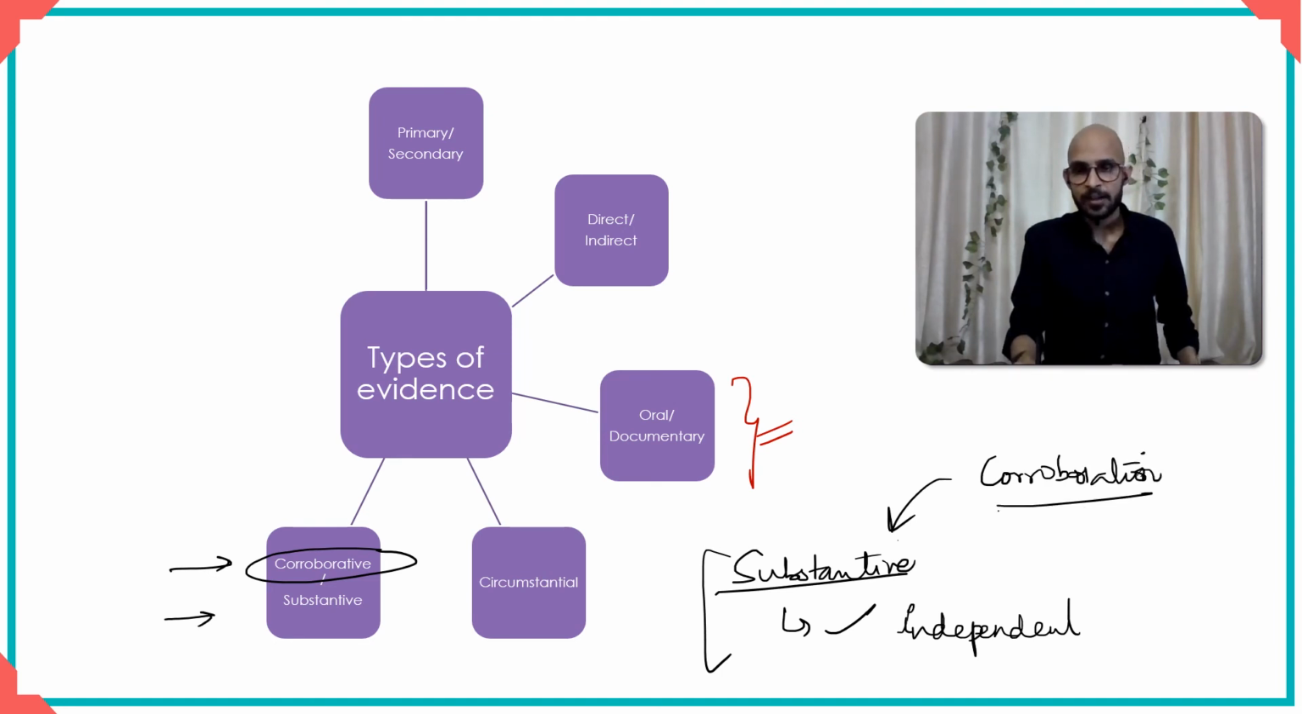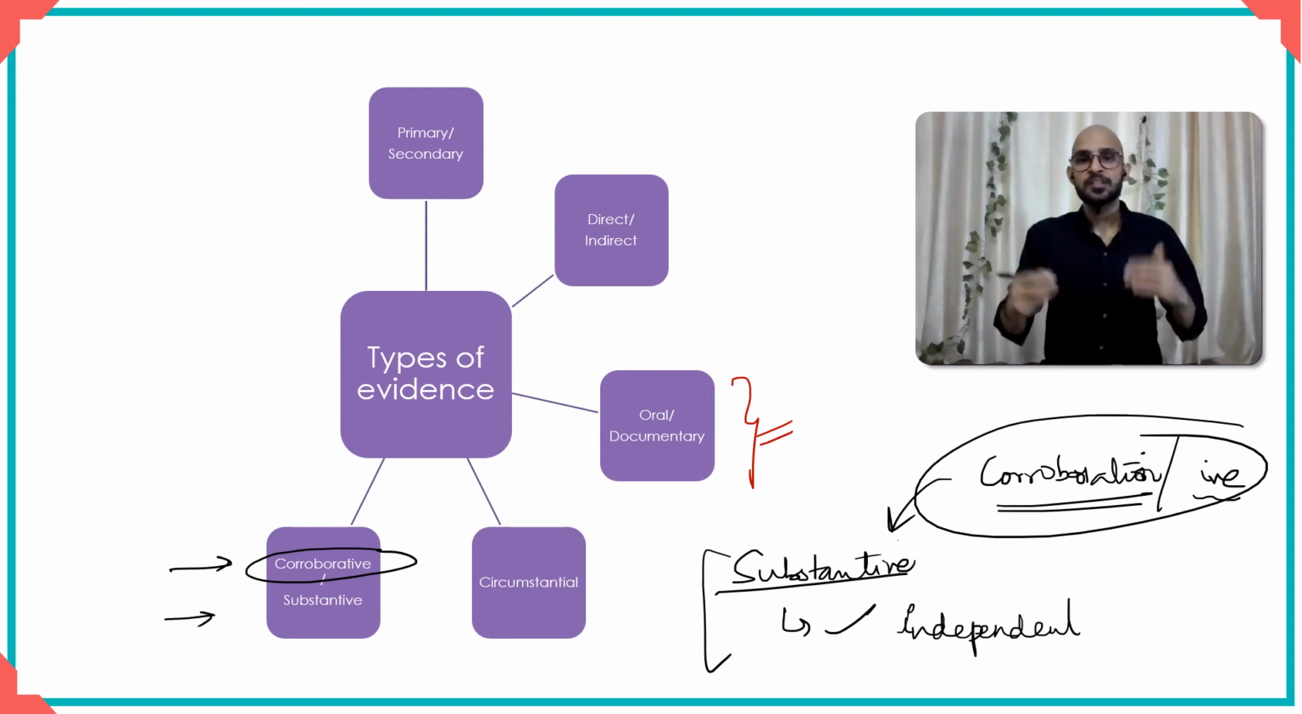Corroboration is the act of supporting, so you can call it corroborative evidence if you're talking about the type of evidence, and corroboration is the process of supporting. Do not use the word collaboration. A lot of students call this collaborative evidence. Please do not do that. It is corroboration and not collaboration, okay?